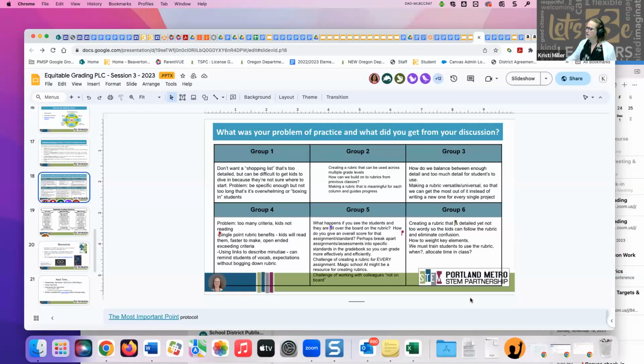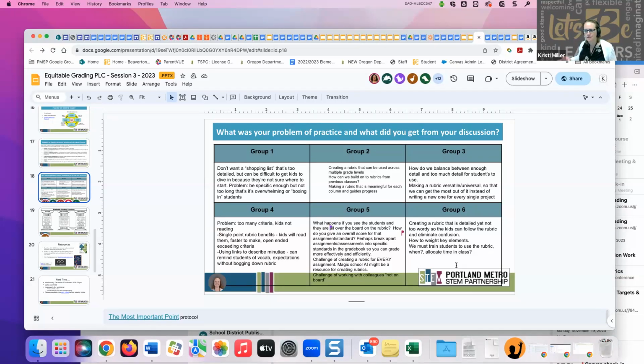And then finally, oh, here we are again, creating a rubric that's detailed, yet not too wordy, right? A lot of you are on the same page with this. Totally valid concern to have. And again, teasing that out in the process of doing it, practicing with it, calibrating with it, having lots of conversations with it.